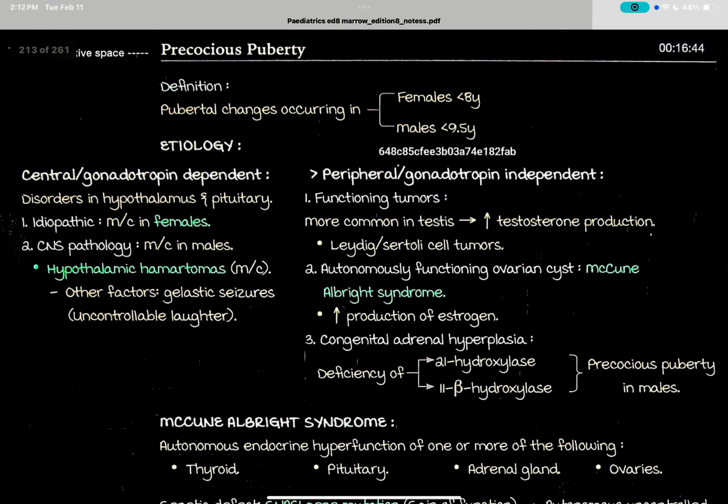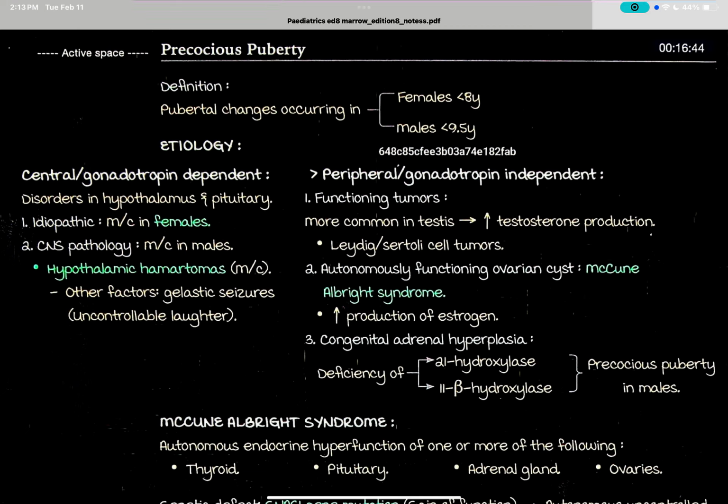Precocious puberty. Definition: pubertal changes occurring in males less than 9.5 years and in females less than 8 years old. Etiology: central, gonadotropin dependent, with disorders in the hypothalamus and pituitary. Idiopathic is most common in females. CNS pathology is most common in males. Hypothalamic hamartomas are the most common CNS pathology in males.